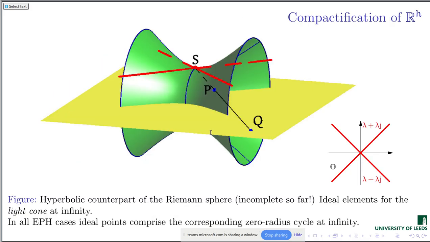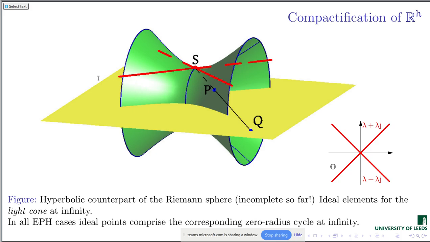What happens with double numbers? With double numbers, divisors are forming the light cone. So we have this natural compactified object as a hyperboloid.